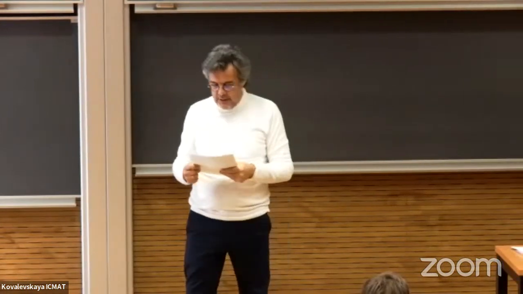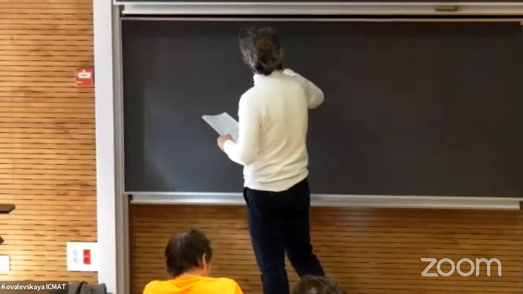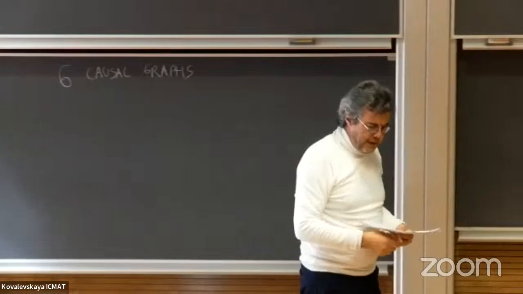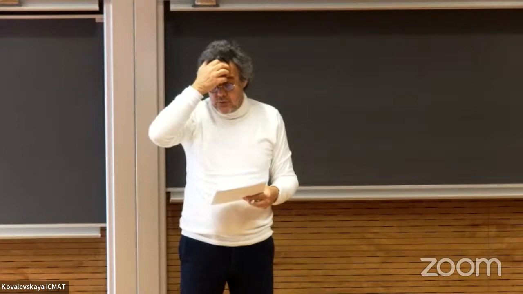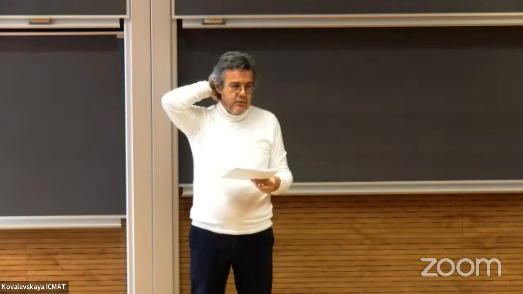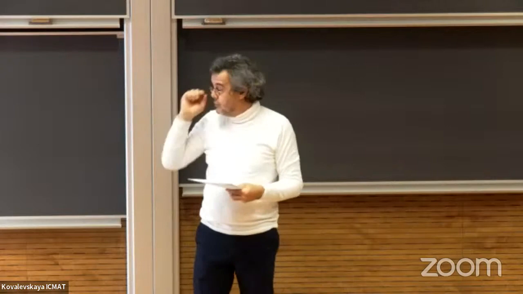So today we're gonna go through chapter 6, which basically talks about causal graphs. And basically, the core idea is to represent the knowledge and assumptions before drawing any conclusions through these kind of objects, which are causal graphs, right?